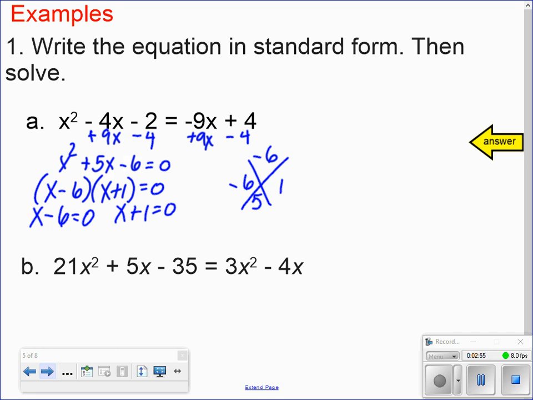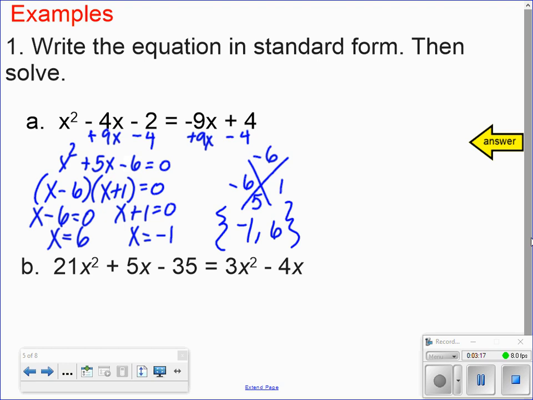And I solve. I add 6 on both sides here. This gives me x is equal to 6. By subtracting 1 here, I get x is equal to -1. And I know that my solution is -1, 6. Now, I'm not going to check them here, but remember to go back and plug them in, substitute them back into the original problem to make sure that you didn't make any mistakes.